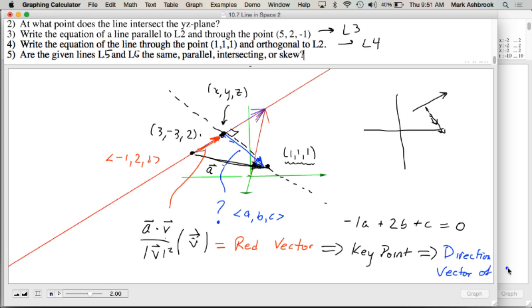Okay, was this L4? Okay, any questions? Did you have a question over here? Did you have a question right here? Okay, so that's the roadmap here. The projection of the black one onto the direction of the given line gives us the red vector that I'm showing, and then the red vector gives us that key point on the existing line, which gives us the direction vector of our line, which then you can write down the equation of our line, the new one. Any questions on that? So the rest is just cranking out the math.